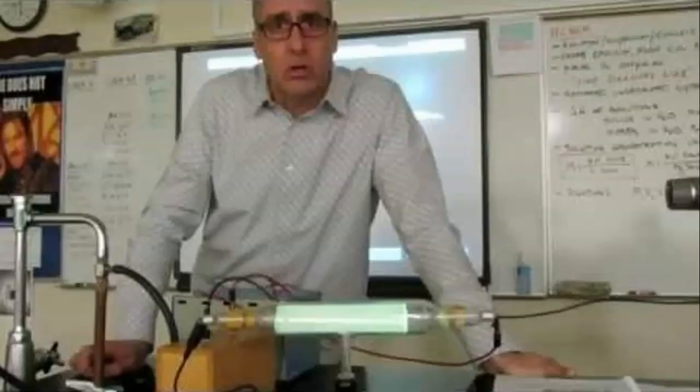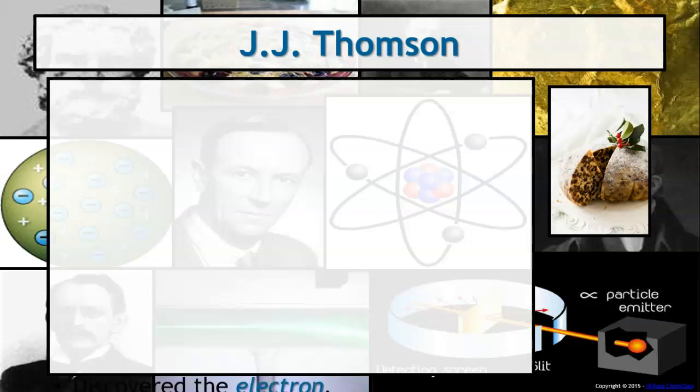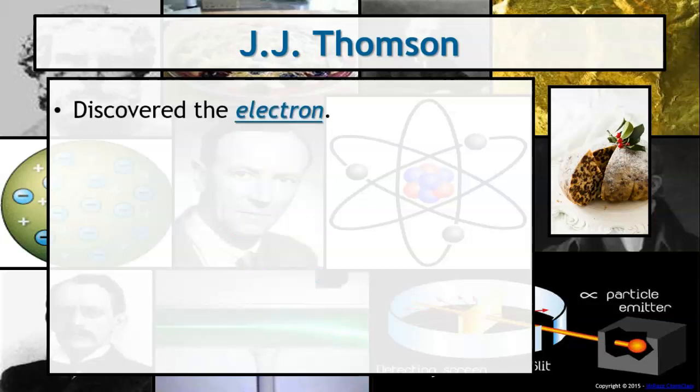All right, so we are not going to watch that video right now, but I will have that available for you to watch on your own. Next, we're going to talk about what it was that he thinks he discovered. J.J. Thomson discovered what we now know as the electron, the negatively charged part of an atom.